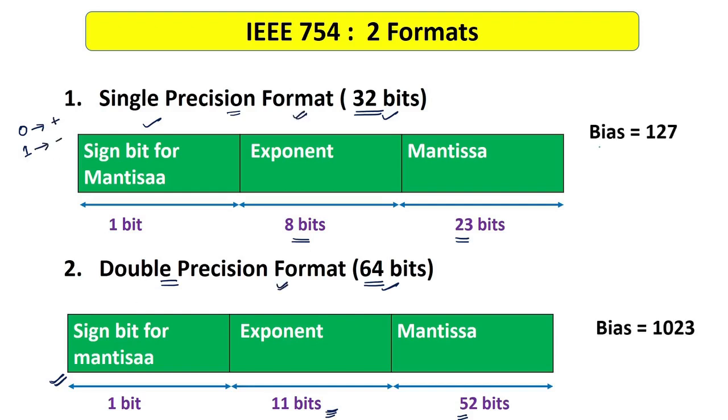Now we have another term that is used in IEEE 754, that is bias. In single precision format we have a bias value of 127, and in double precision format we have a bias value of 1023. This bias is a fixed integer value. In single precision format we will use only this number, and in double precision we will use only this number as the value of the bias.